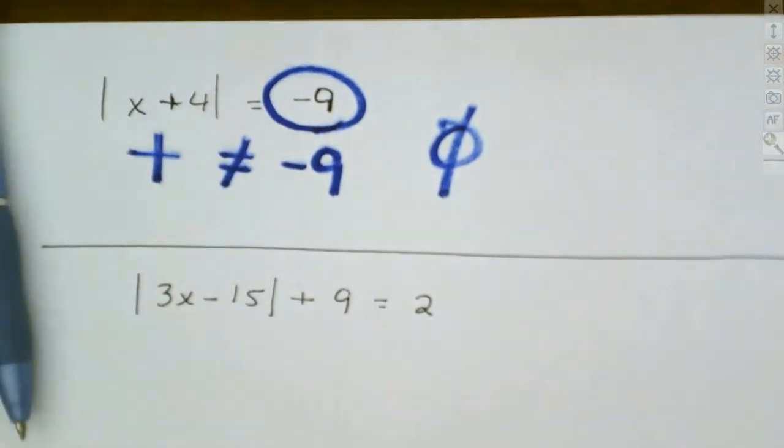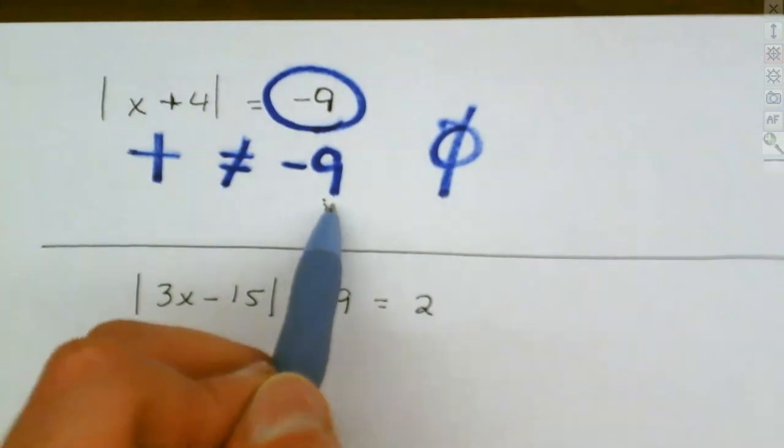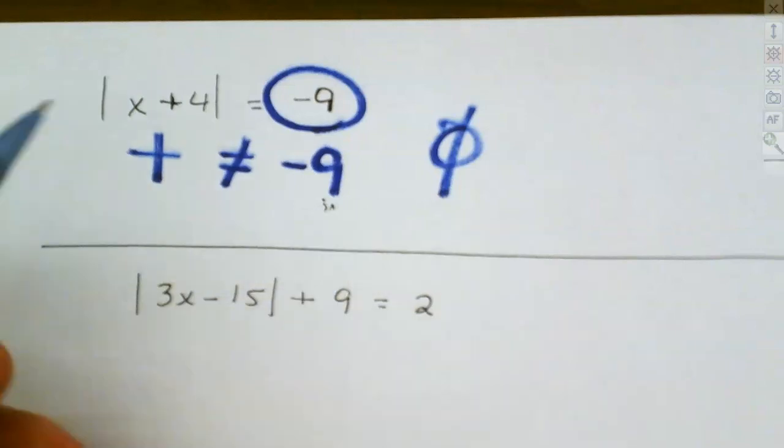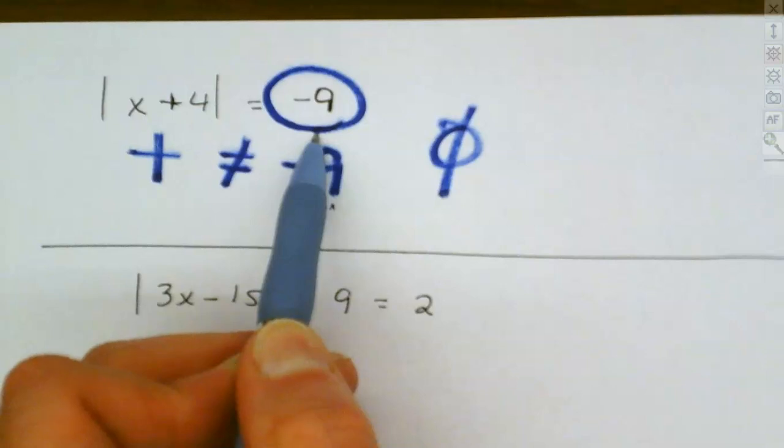Because we already know that absolute values are what? Positive or at smallest 0. So can it ever equal a negative 9? No. So that's why this one has no solution, because the right-hand side over here is negative. You can't have that. So it has no solution.